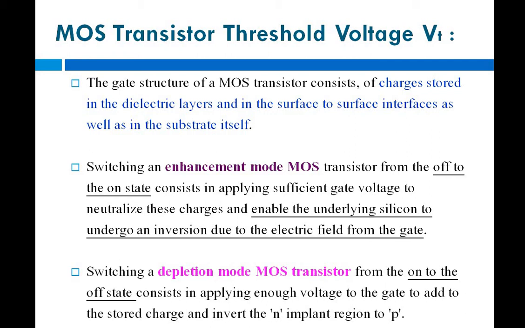Then what happens when your transistor is going from off to on state, it consists in applying sufficient gate voltage to neutralize these charges and enable the underlying silicon to undergo an inversion due to the electric field which is present in your gate. So that is your enhancement mode.